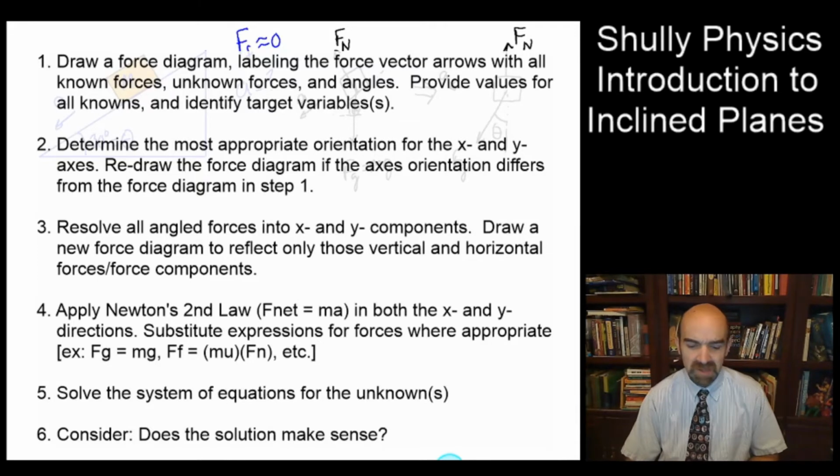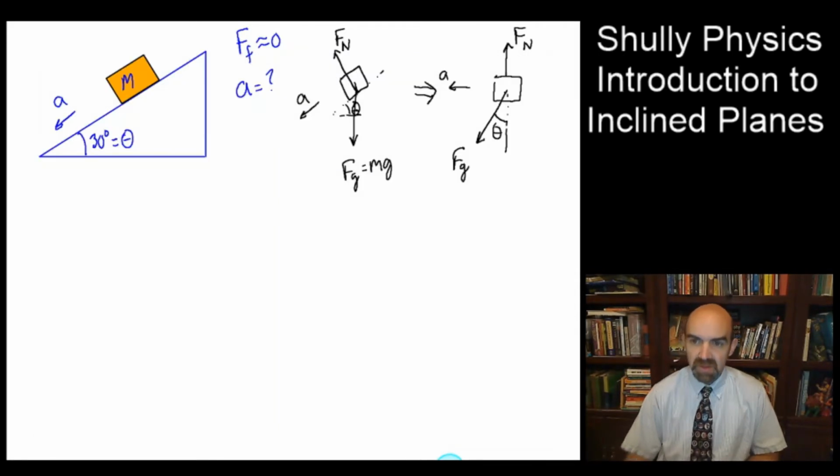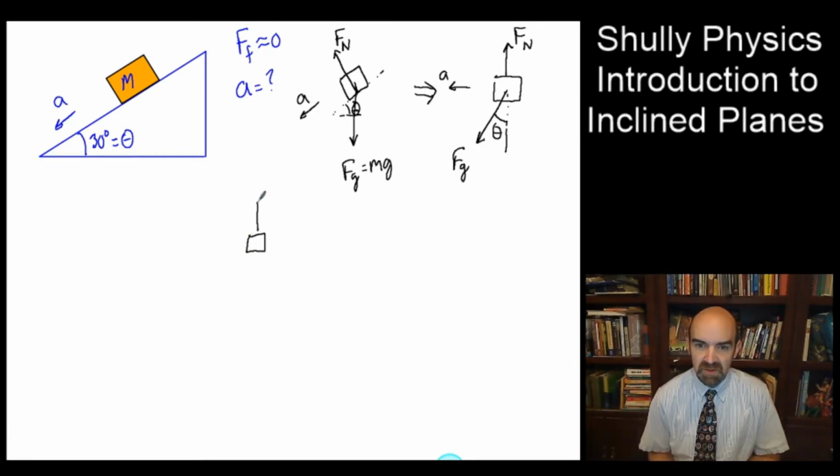Number 3, we've got an angled force. The weight is angled. Weird, right? It's not in the y direction this time. It has an angle. So we're going to resolve this into x and y components and draw a new force diagram. So here we go. We're going to keep that normal force. It's in our new established y direction. And the weight is broken up into 2 components.